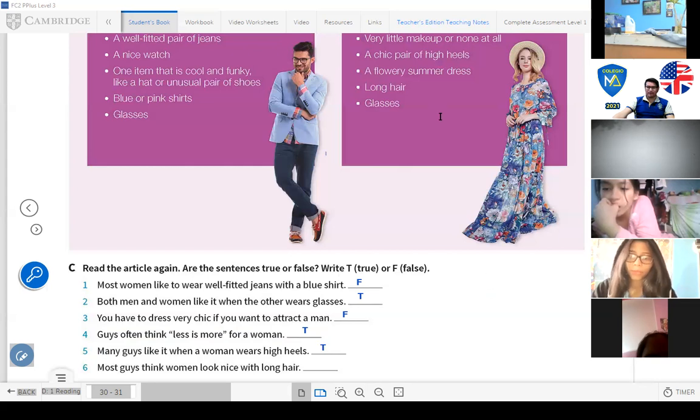Now the other part, number 6. Most guys think women look nice with long hair. Yes, right. Here it says, for men, it's attractive, or men feel attracted when girls have long hair. Okay, there it is. Those are the answers on this part.